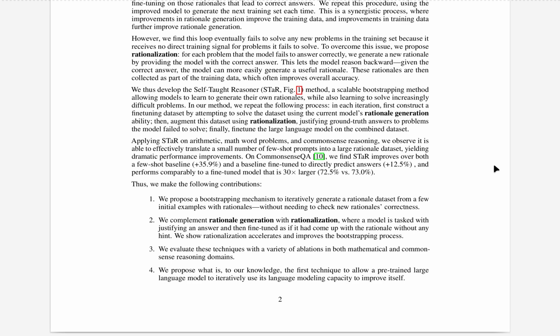That's so powerful. That's such a powerful statement. I really want to know if anybody's got any other papers where it says the first technique to allow a pre-trained large language model to iteratively use its language model capacity to improve itself. That is a statement that I really like.